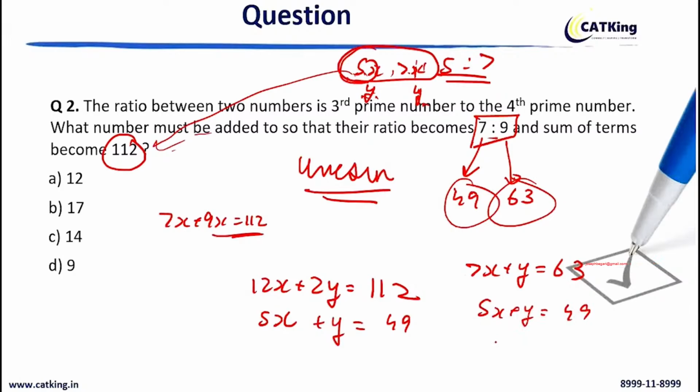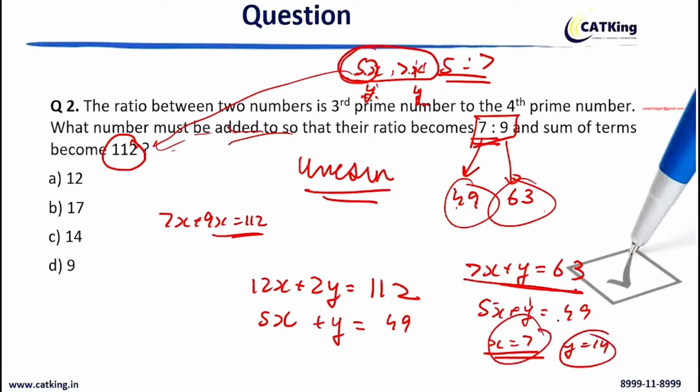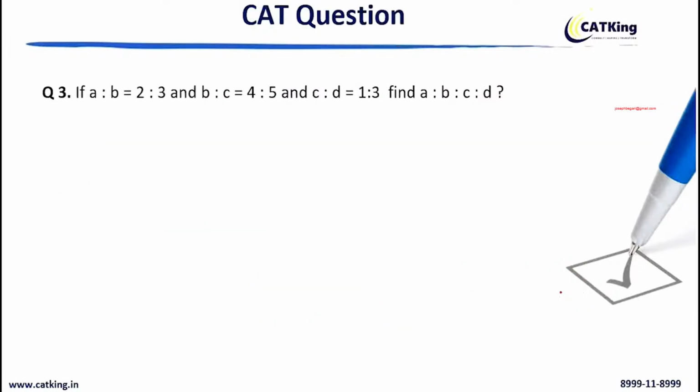The value of x that you will get is 7. So what are they asking me to calculate? What number must be added? So the value of y will be 14. So just by visualizing this, that I am dividing 112 in the ratio 7 is to 9, and 112 becomes 49 and 63, which gives 5x plus y equal to 49, 7x plus y equal to 63. As simple as that, you will get the value of x and y. Correct? So let's move to the next question.